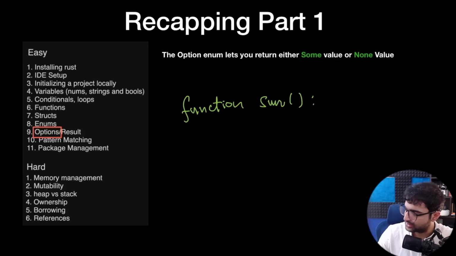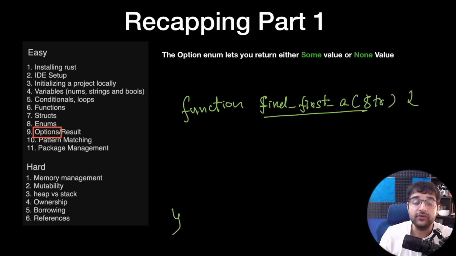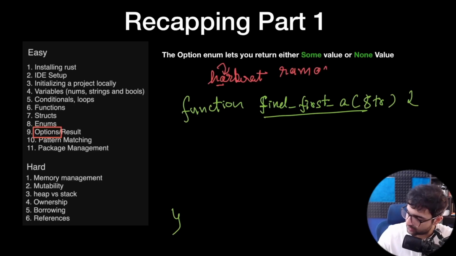Yes. A good example of this is, let's say there is a function called find_first_a, and it takes a string as an input. I repeat, the function is called find first a, which takes a string as an input and returns the index where the first a appears. For example, if the input to this is Harkirat, then the answer would be 1 because at the first index a appears. If the input is Raman, then the answer should be 1 because at the first index a appears.